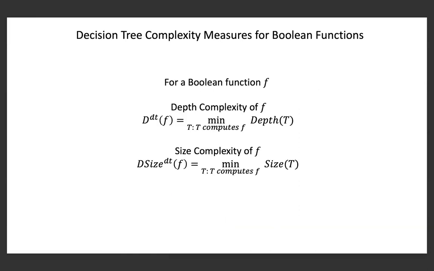Now one can define the complexity of a Boolean function using decision trees. For example, one can define the deterministic depth complexity of a function as the minimum depth among all decision trees which compute f. And similarly, one can define the deterministic size complexity of a Boolean function f as the minimum size among all decision trees which compute f.